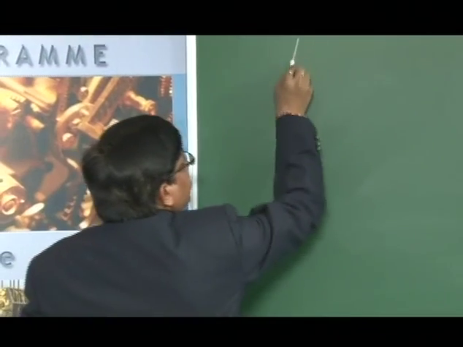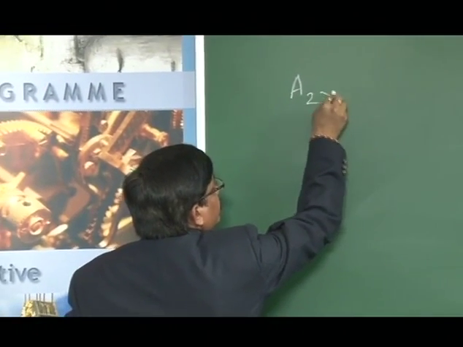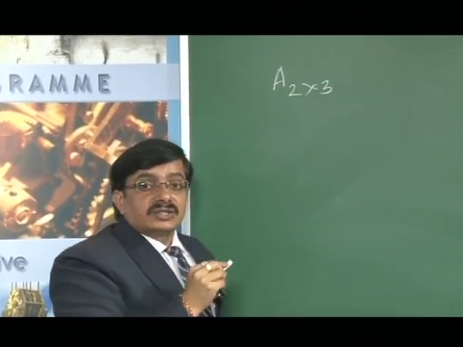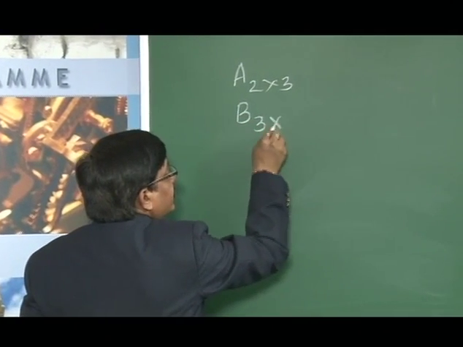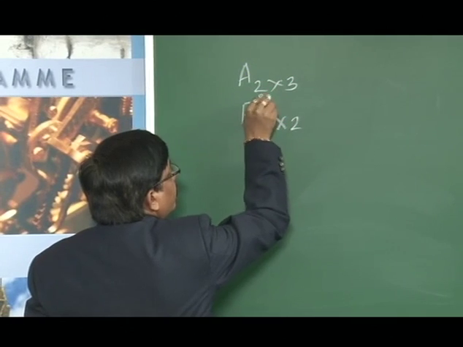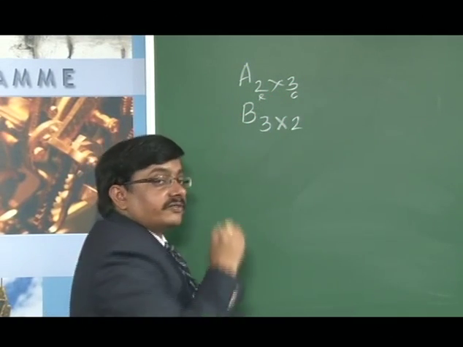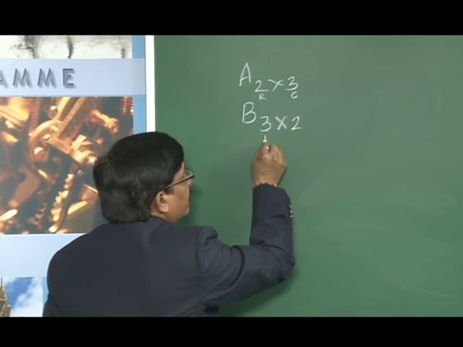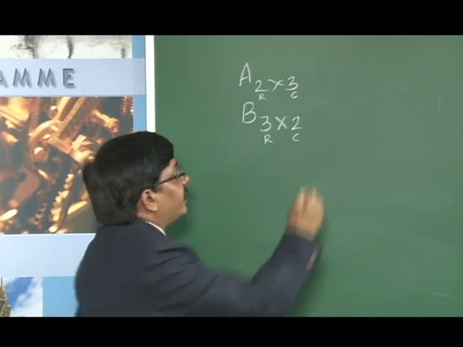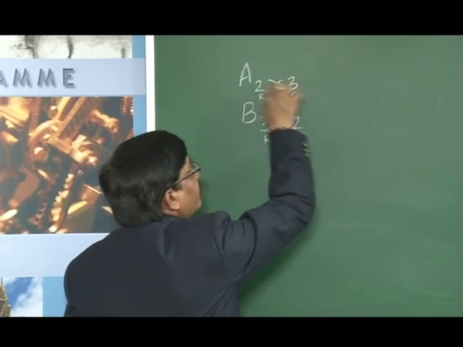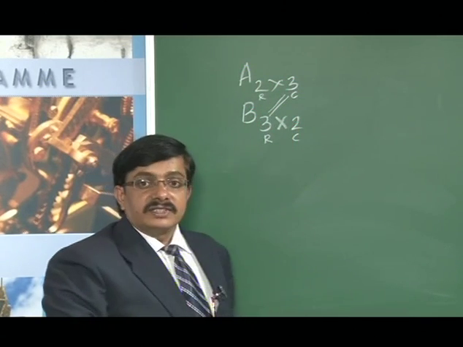the matrix A order is not basically 3 cross 2, it is 2 cross 3 there, and the order of matrix B is 3 cross 2. So this is the number of rows of matrix A, this is the number of columns of matrix A, this is the number of rows of matrix B, and this is the number of columns of matrix B. We can see that the number of columns of matrix A is the same as the number of rows of matrix B.